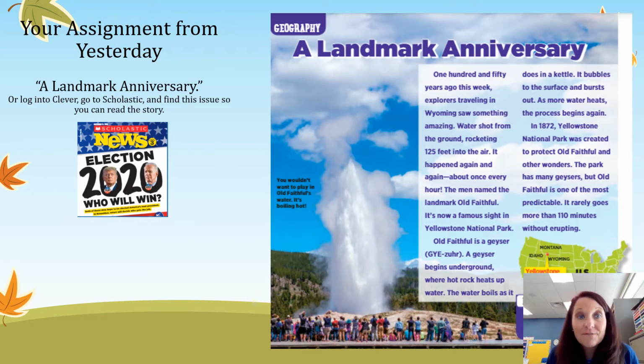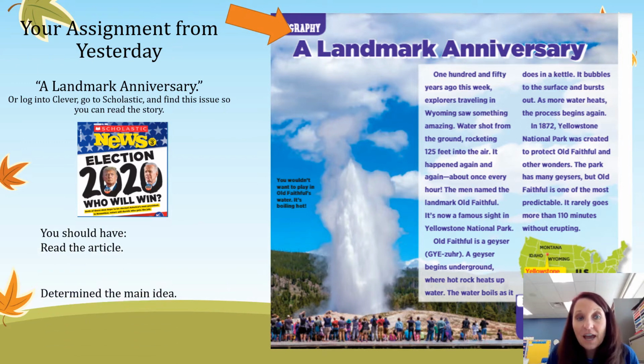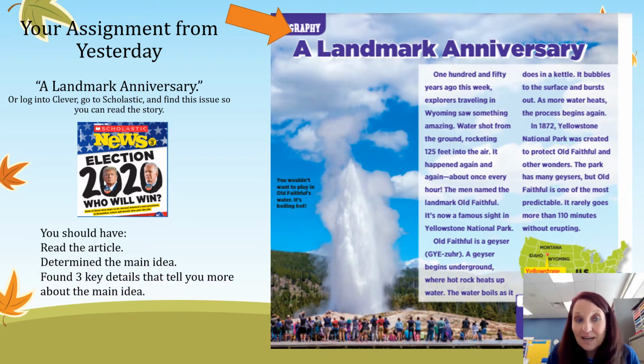All right, your assignment from yesterday was to get your Scholastic News that should have been in your red reading folder. It's the election issue, and then in the back there was this article called A Landmark Anniversary. So your job was to read this article yesterday. You should have already determined the main idea. You should have written down at least 3 key details that tell you more about the main idea, and you should have your piece of paper ready.